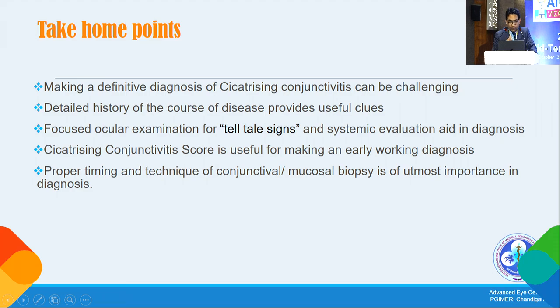The take-home points from my presentation: making a definitive diagnosis of cicatricial conjunctivitis can be challenging. A detailed history of the course of the disease provides useful clues. Focused ocular examination for telltale signs and systemic evaluation aid in diagnosis. The cicatricial conjunctivitis score is useful for making an early working diagnosis. Proper timing and technique of conjunctival or mucosal biopsy is of utmost importance in diagnosis. Thank you.